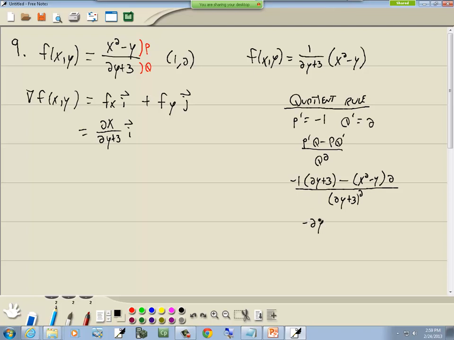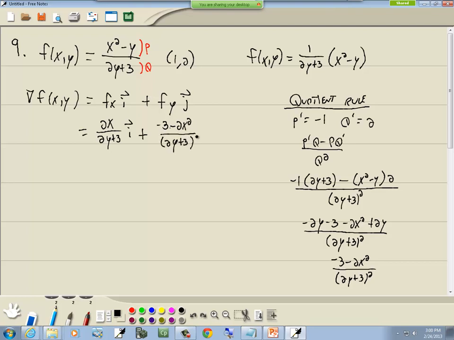So that gives us negative 2y minus 3, and then we've got a negative and a 2, so negative 2 times x squared gives us negative 2x squared, and negative 2 times negative y gives us a positive 2y. Over this, negative 2y plus 2y cancels, and we've got negative 3 minus 2x squared over 2y plus 3 squared. So I plugged everything in the correct place and simplified correctly. Let me double check everything. Q prime, okay. So then this becomes negative 3 minus 2x squared over 2y plus 3 squared, j.